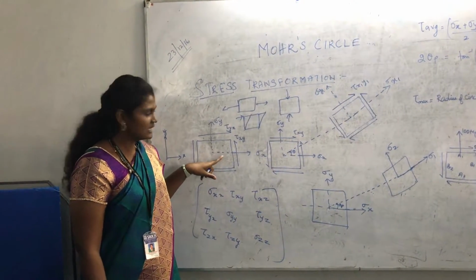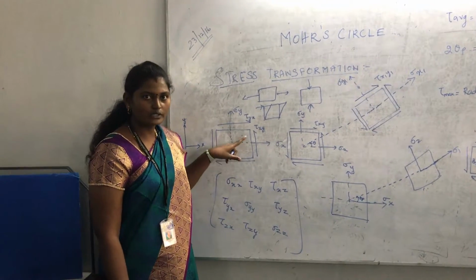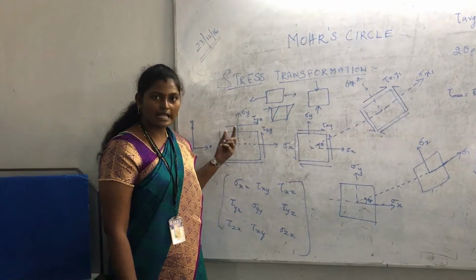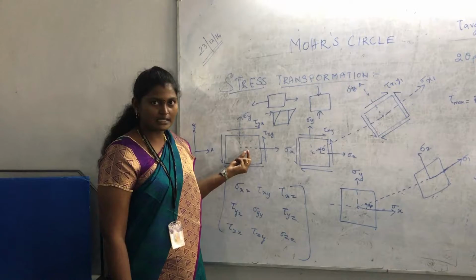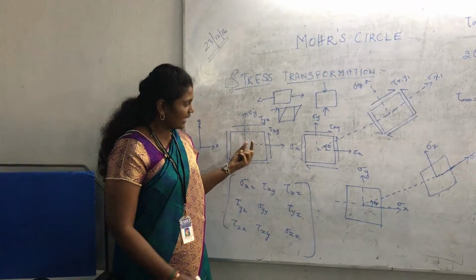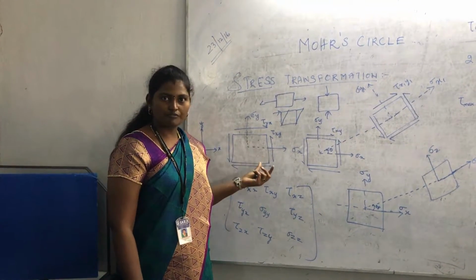Now I have taken the two-dimensional transformation. So the Mohr circle is nothing but the two-dimensional transformation of the stresses, expressed in a geometrical representation, and it is used to find out the stresses in the most efficient manner.